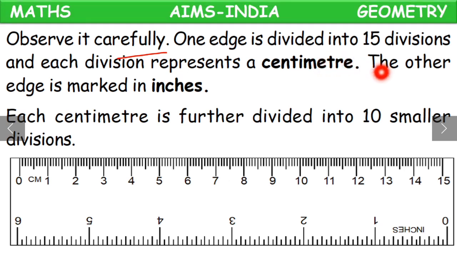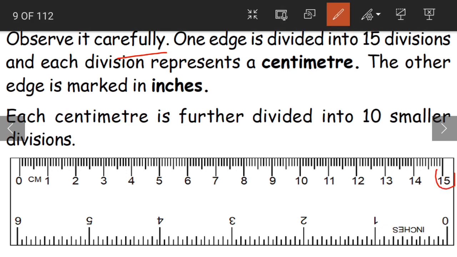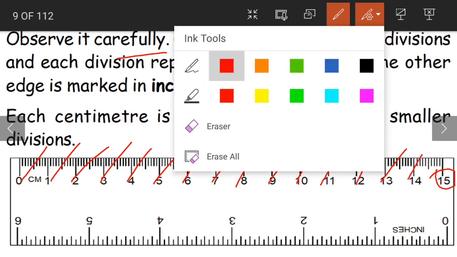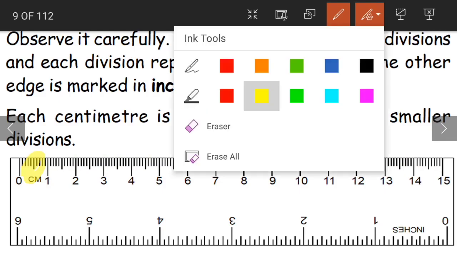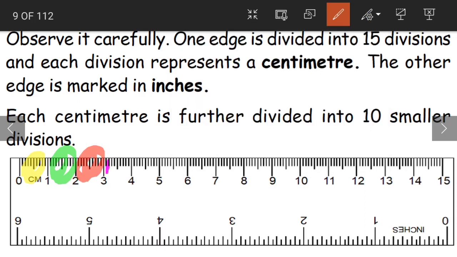One edge is divided into 15 divisions and each division represents a centimeter. If you look at the normal scale, the short scale that we have in our geometry box, it is divided into 15 divisions. How many? See, 15. 1, 2, 3, 4, 5, 6, 7, 8, 9, 10, 11, 12, 13, 14, 15 divisions. Now each such division represents a centimeter. That means this is 1 centimeter, this is 1 centimeter, this is 1 centimeter, and so on. Okay. So all these divisions represent 1 centimeter.